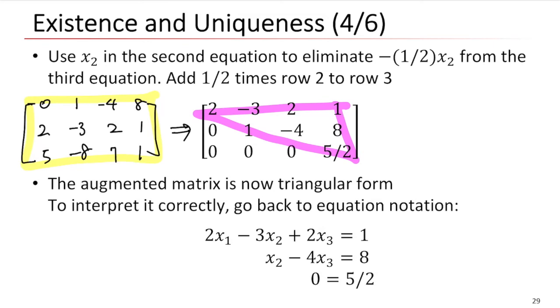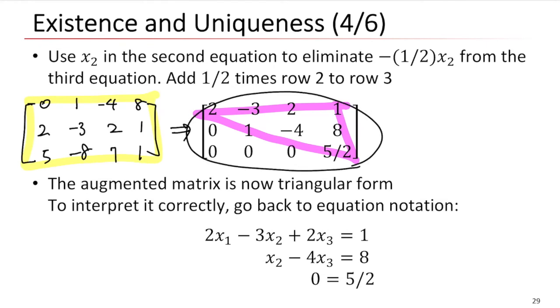So okay, what can we infer from this triangular form? From this matrix we can find the solution of the original linear system, right? How? Because we multiplied the sequence of elementary row operations, and this matrix and the original matrix are row equivalent, and thus they have the same solution, right? Okay, to interpret it correctly, go back to the equation notation.